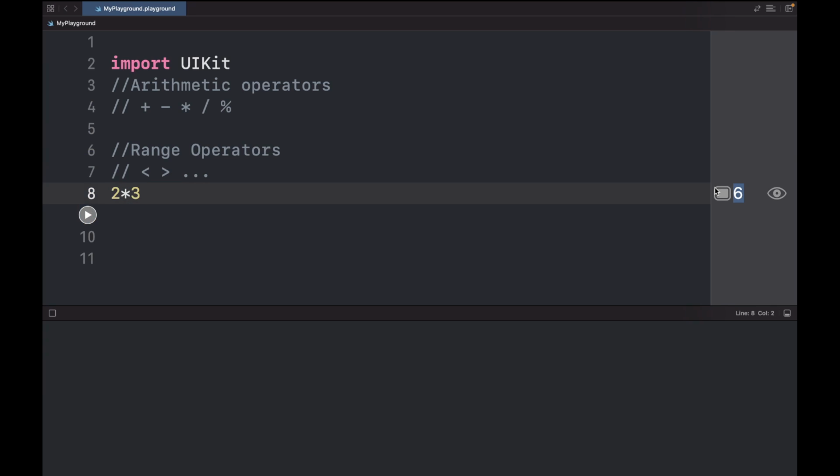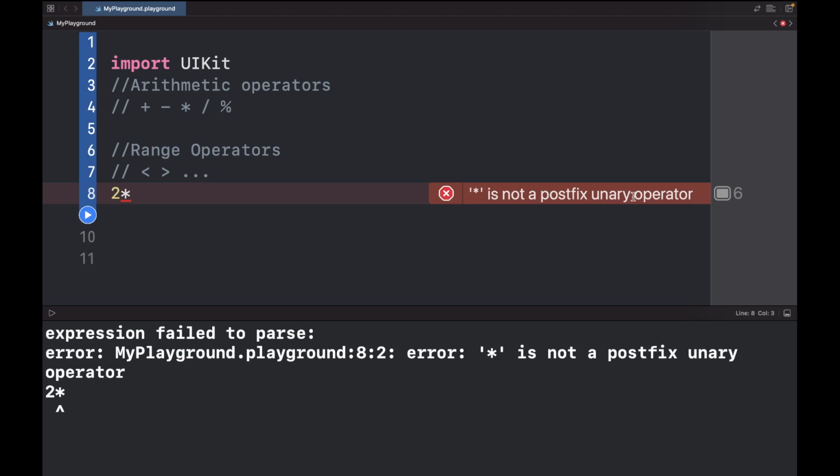Now here, our answer, or the product of our statement, I'm looking for the right term to use. But anyway, the product of this is 6. That's pretty much what we get. And even if I do this, we're still going to get an error, because it's not a postfix unary operator, right?